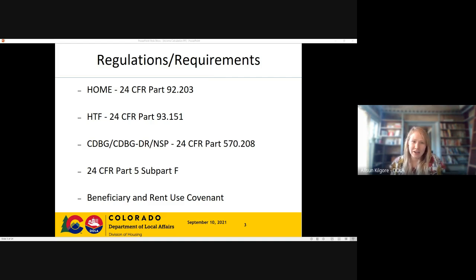If you have HTF, it's listed in a slightly different area, listed here. CDBG, CDBG-DR, or NSP, also in a slightly different area. And then if you have state funding sources such as HDG, refer to your use covenant, and we also defer to Part 5, so 24 CFR Part 5, Subpart F. So if you're not sure what type of subsidy or what type of financing you have, refer back to your beneficiary and rent use covenant. It should be spelled out there for you, and you can also reach back out to your asset manager if it's unclear.